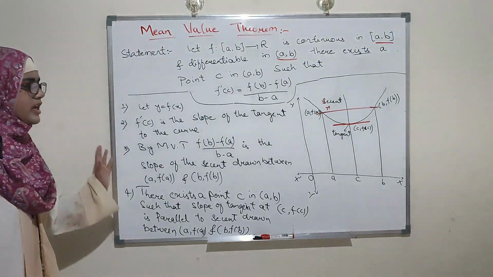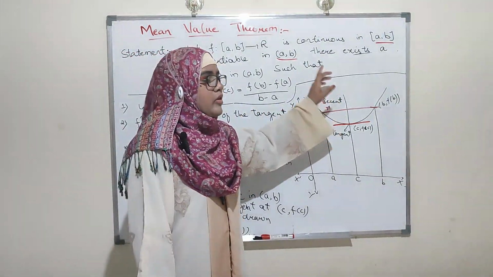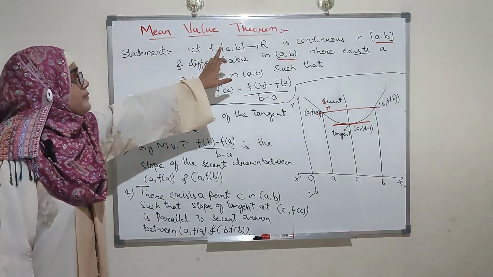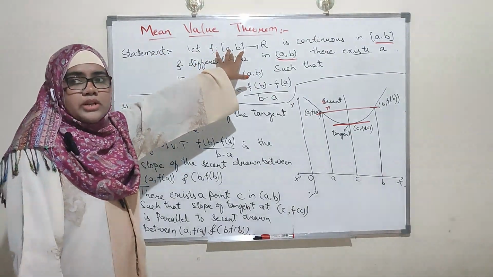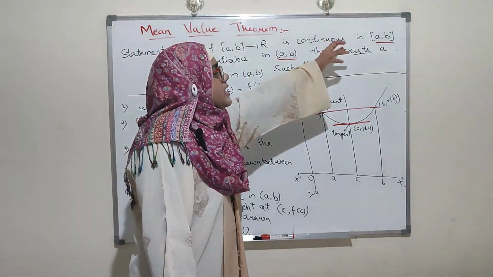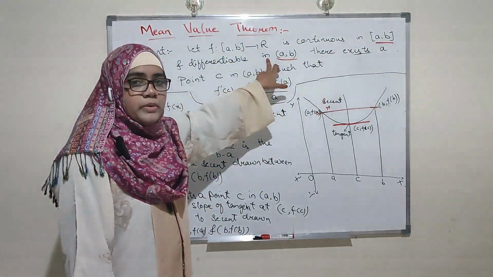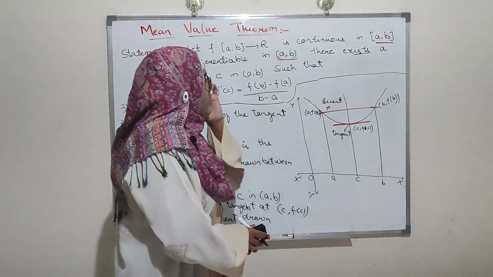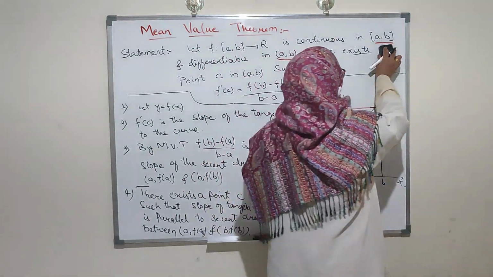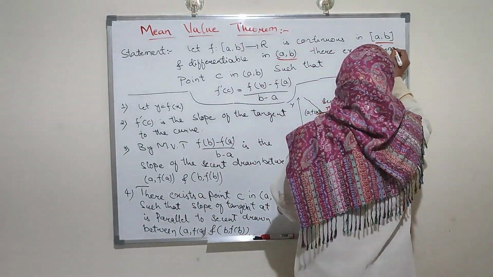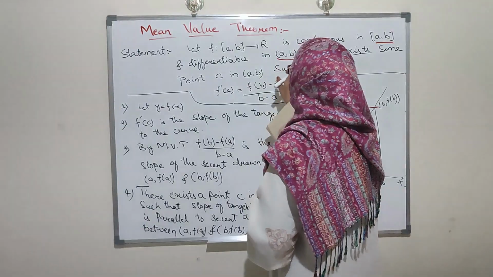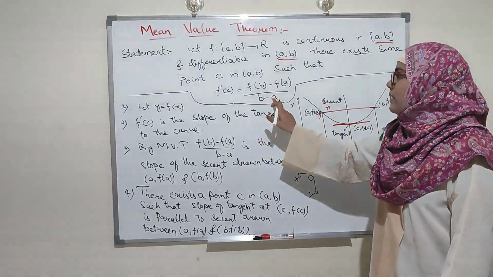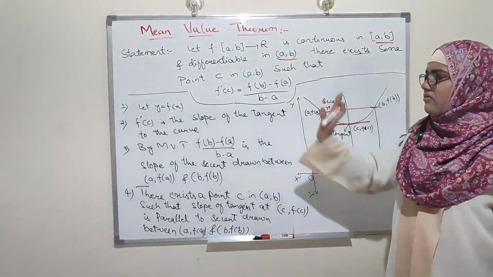So in 4 points we can understand by using the graph. So first I will explain once again the statement. f is a function from the closed interval a b into r, and it is continuous in the closed interval and differentiable in the open interval. If this is satisfied, then there exists some point c in a b such that f dash of c is equal to f of b minus f of a whole divided by b minus a. This is the statement of the mean value theorem.